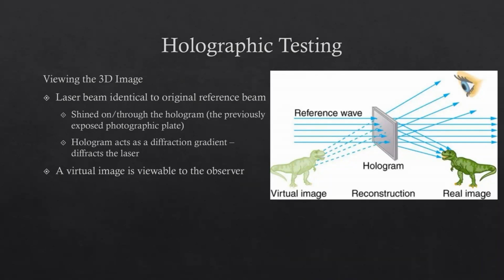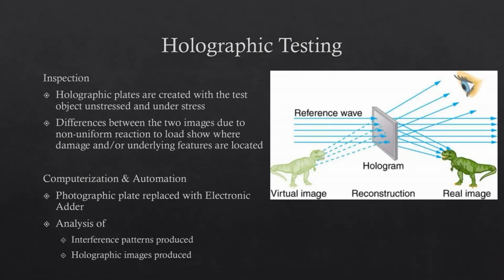However, in holographic testing, rather than using a plate like that, we can actually use a computerization system. But I guess before we do that, what you'll do is take a holographic image with the item stressed and with the item not stressed. And when you look at that resulting hologram, you can see differences between them. It magnifies differences and makes them visible.